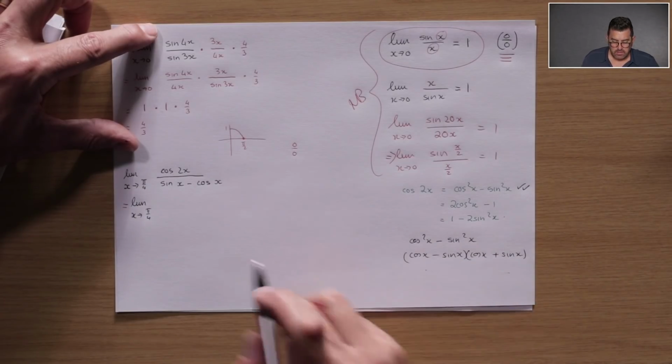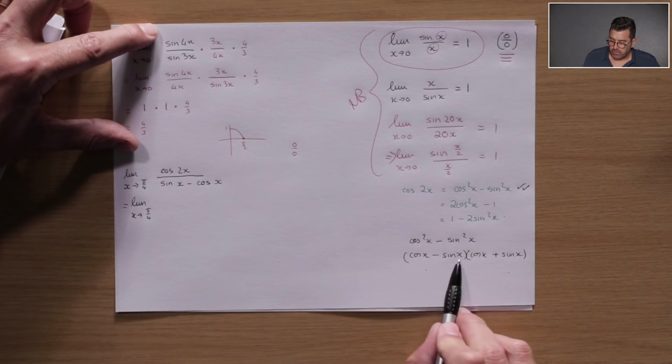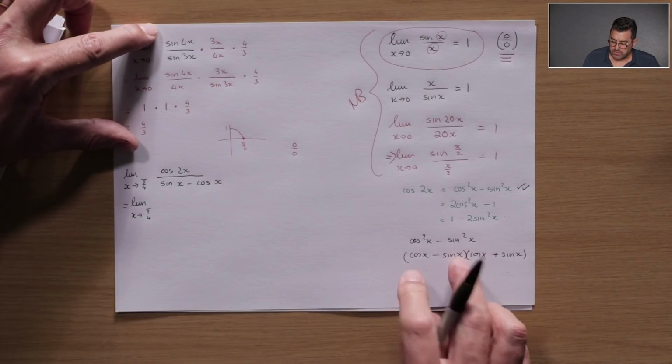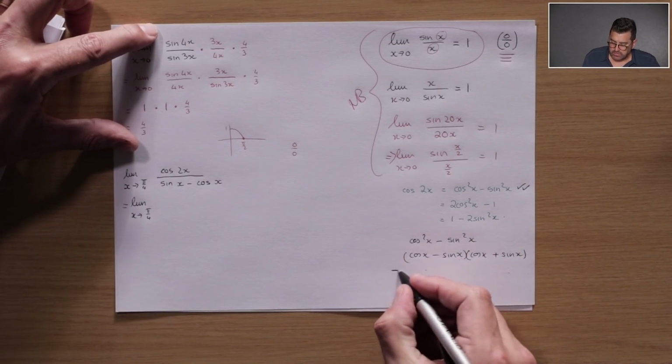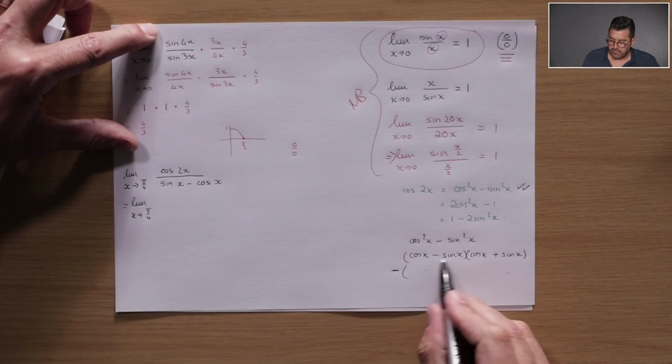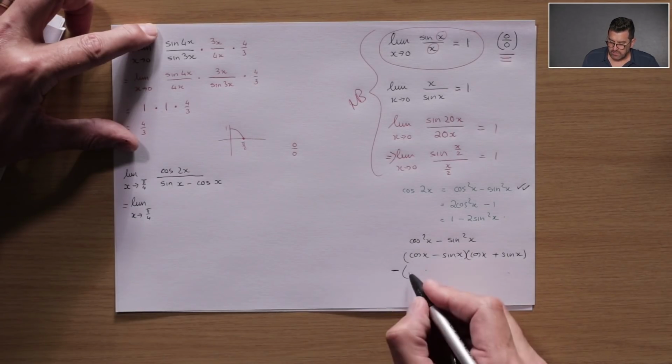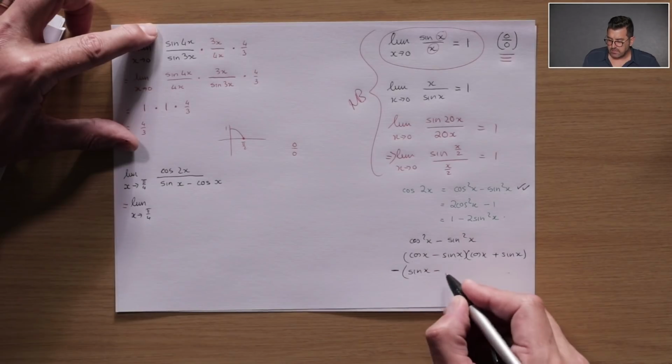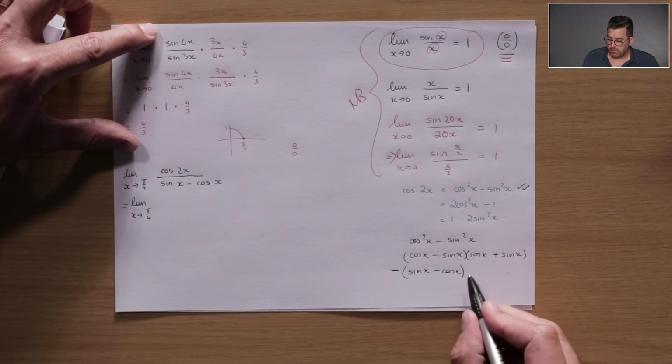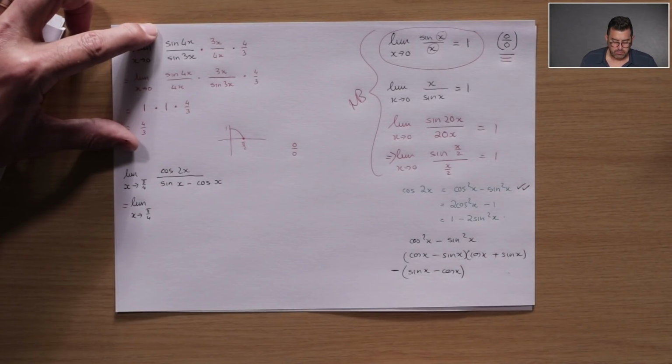Now I've got it in the denominator, but the wrong way around. Now you learned again that if you want those two to turn, we need to remove a negative. If we remove the negative 1, then this is sine x minus cos x multiplied by the second bracket.